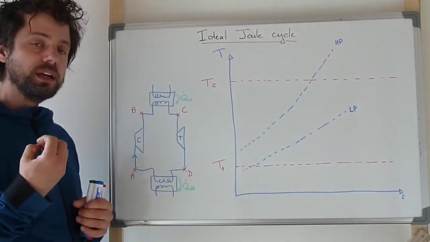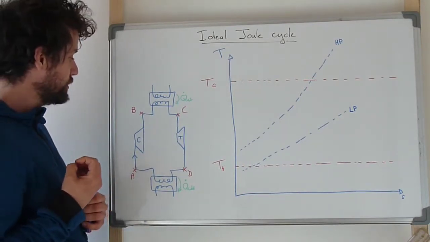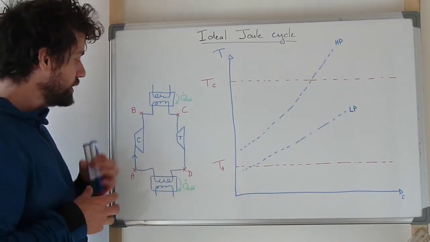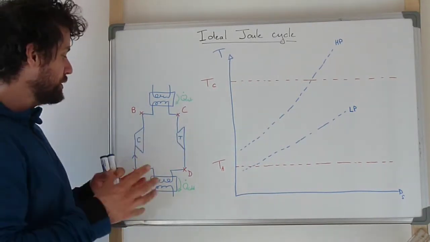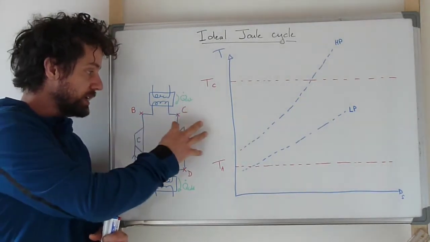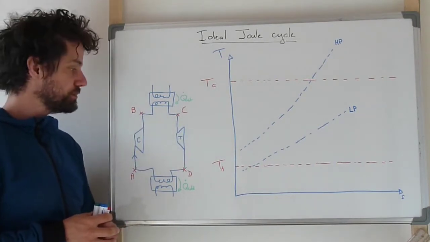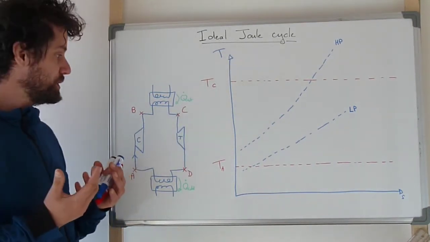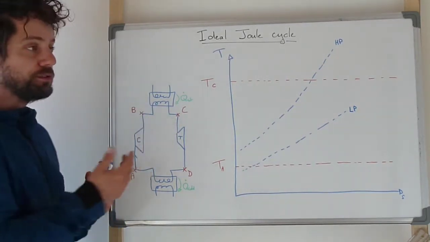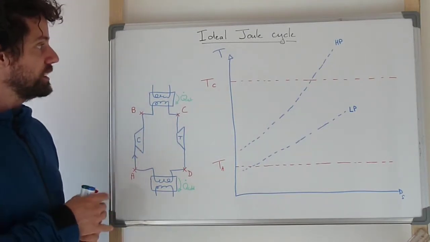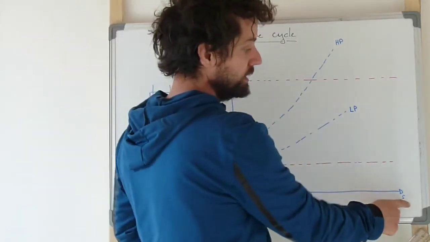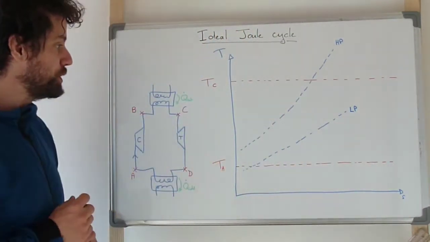Ideal is related especially to the fact that we will not consider any irreversibilities during compression and expansion. So from a thermodynamic point of view, we will consider the compression to be reversible as well as the expansion. So let's try to plot what is happening for the working fluid in this ideal Joule cycle in a TS diagram. T like temperature and little s like specific entropy.